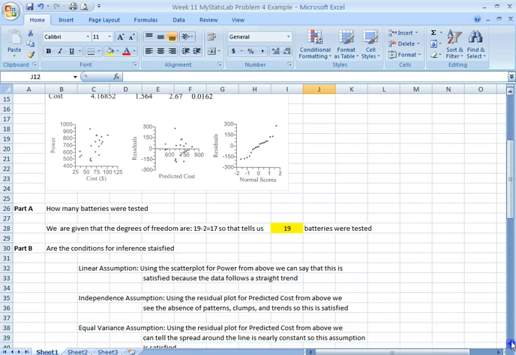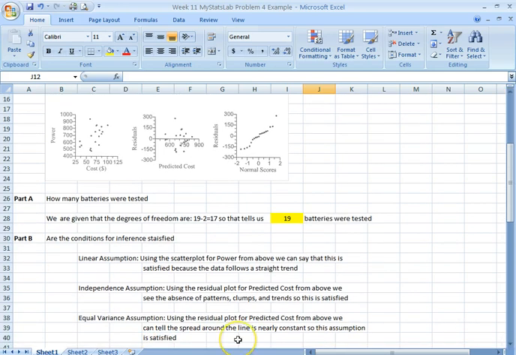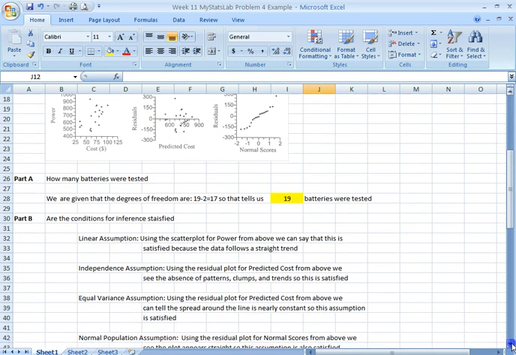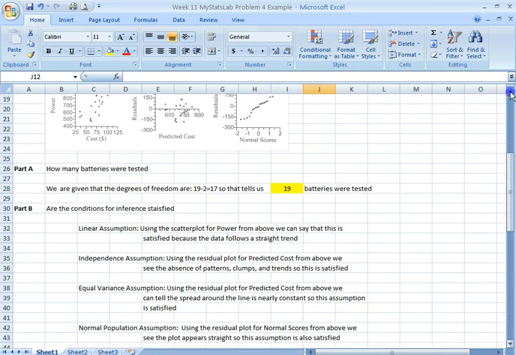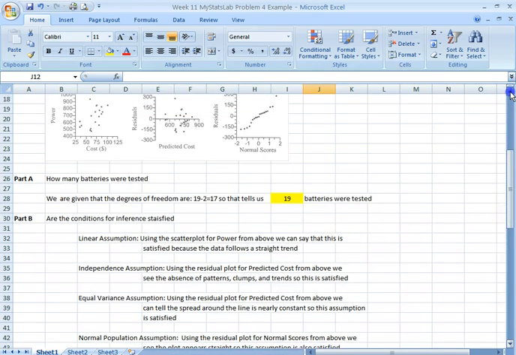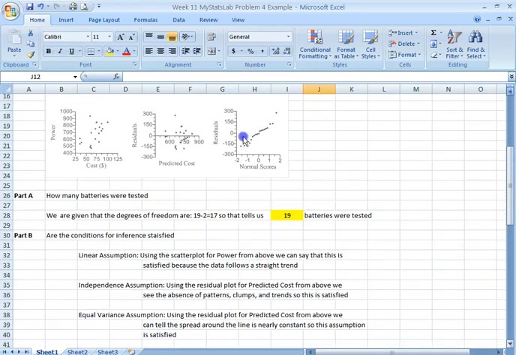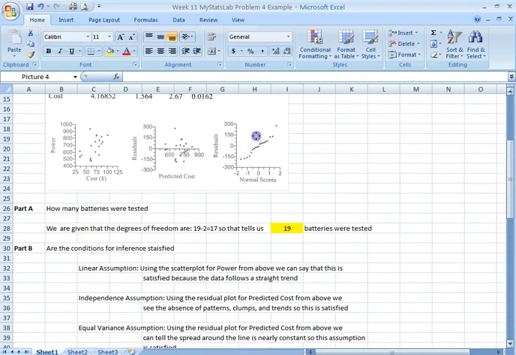Equal variance assumption, using the residual plot for predicted cost from above, the same one. We can tell the spread around the line is nearly constant, so this assumption is satisfied along the line here. And then finally, normal population assumption, using the residual plot for normal scores from above, we see the plot appears straight, so the assumption is satisfied. Let's take a look at that. And as we can see here, pretty much a straight line as we go along. So that takes care of that.